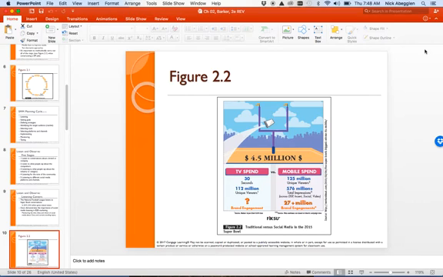And again, this is the graphics from just those listening centers in general.